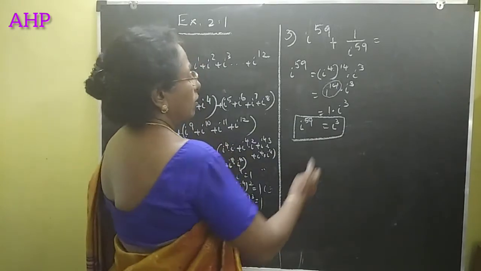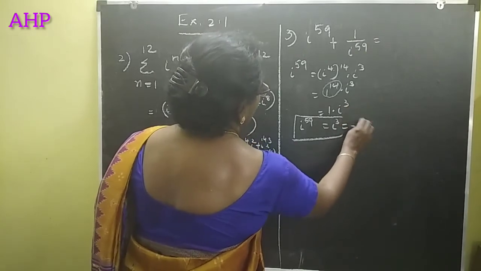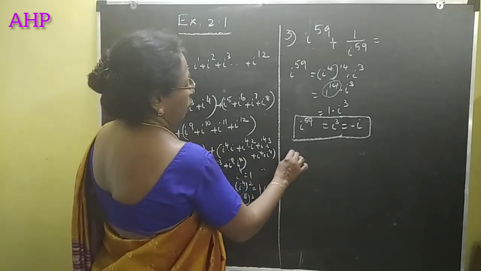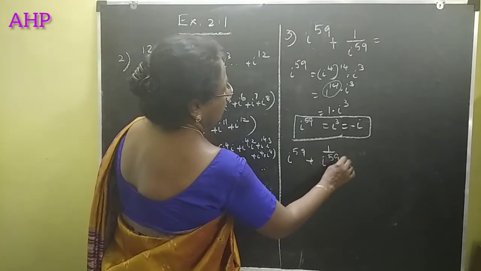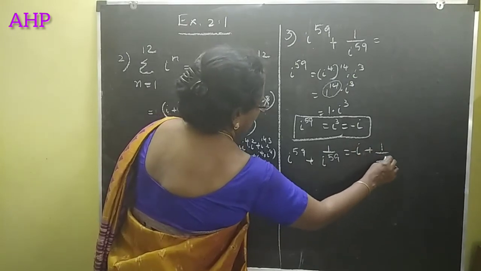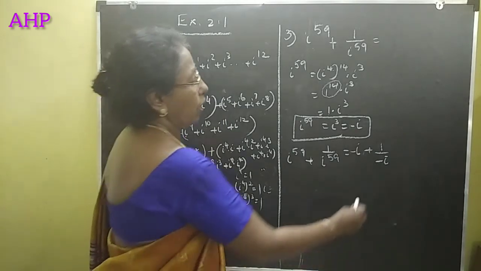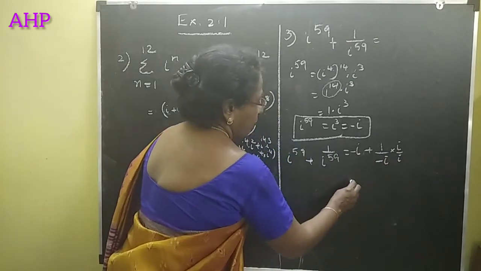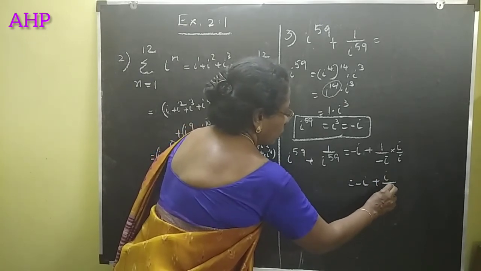What is i cube value? That again is minus i. Therefore, this is equal to minus i. Substituting in the question, what do we get? i power 59 plus 1 by i power 59 is equal to minus i plus 1 by minus i. So to rationalize the denominator, let us multiply and divide by i. Multiply and divide by i. We get minus i plus i by minus i square.